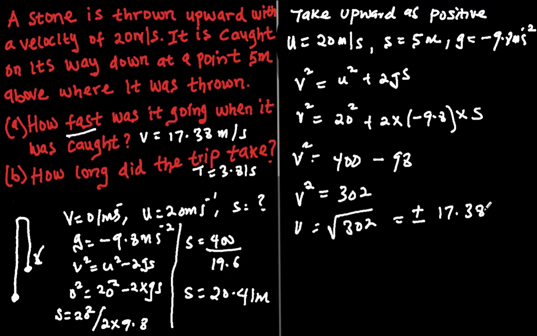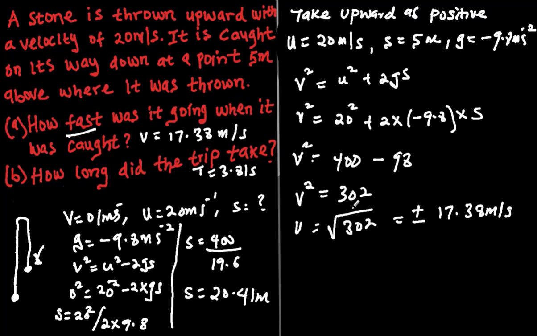17.38 meters per second. Now, why are we taking plus or minus? Because we are putting our Cartesian plane into concern, and you know that the square root of any number can be plus or minus. Square root of 4 is either plus 2 or minus 2, because plus 2 times plus 2 is 4, negative 2 times negative 2 is also 4. So when you take a square root, it can be positive or negative.